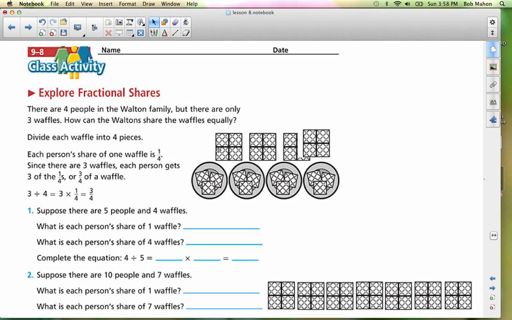Okay, so if there were 4 people, I have an extra waffle here, guys. Let me get rid of that.